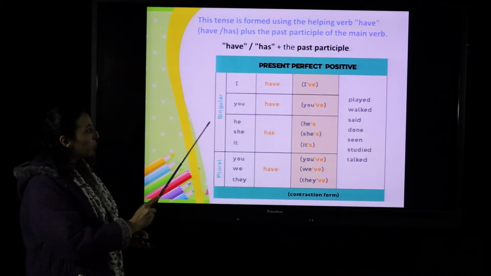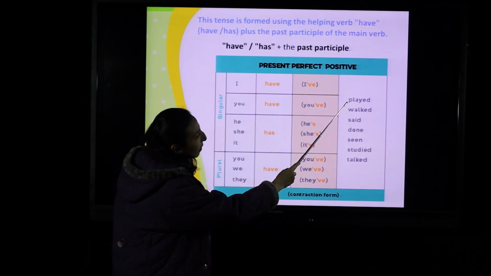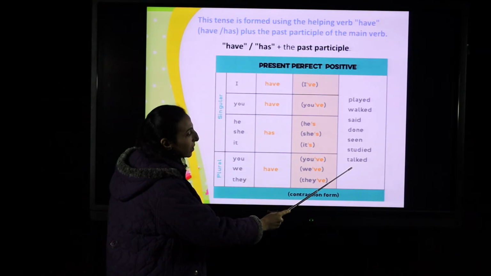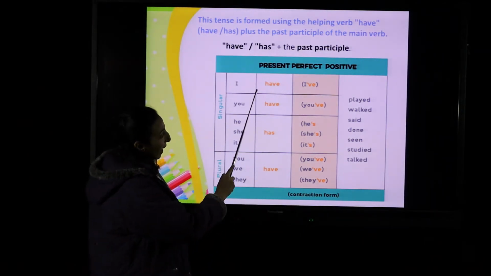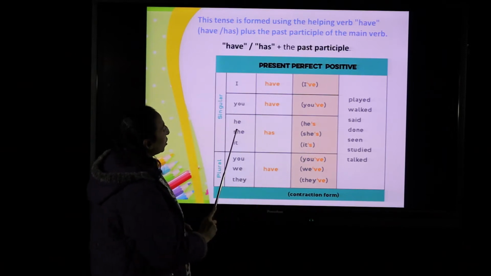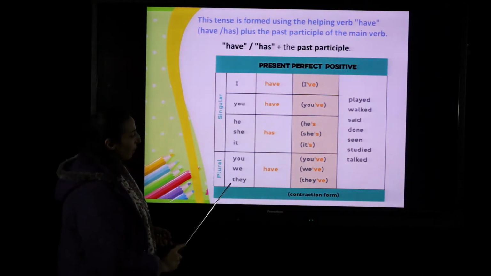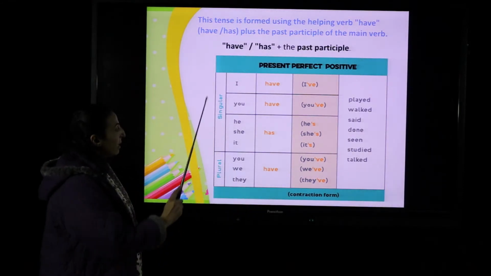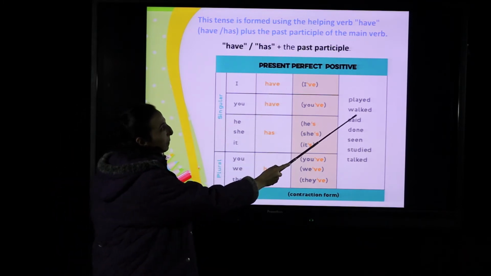So we put I, have, and the past participle, like played, walked, said, done, seen, studied, and talked. So here, I have played, you have said. He, she, it has said or done. You, we, and they have talked or studied. So I put the subject pronoun, then the helping verb, then after that the PP.